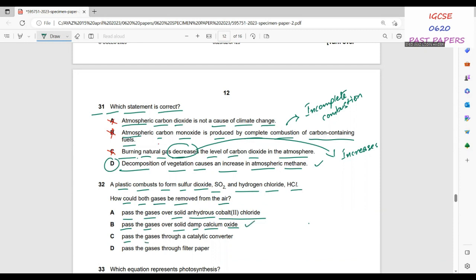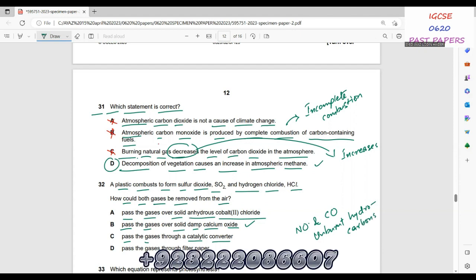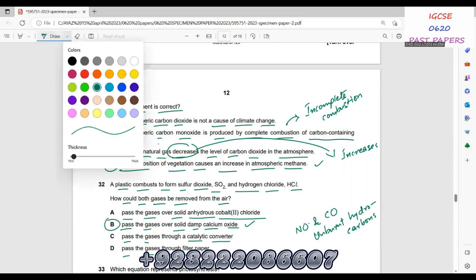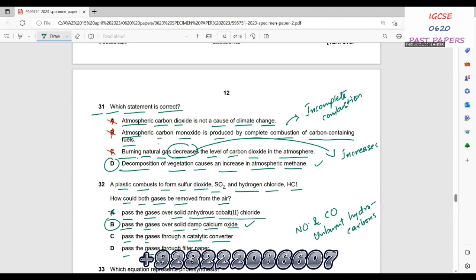C. Pass the gases through a catalytic converter. Catalytic converters only remove NO and CO and unburned hydrocarbons. D. Pass the gases through filter paper. Filter paper won't remove these. So B will be the right answer for this question.